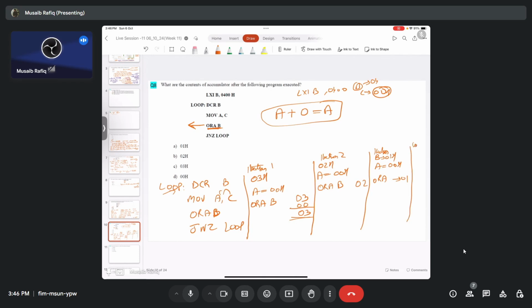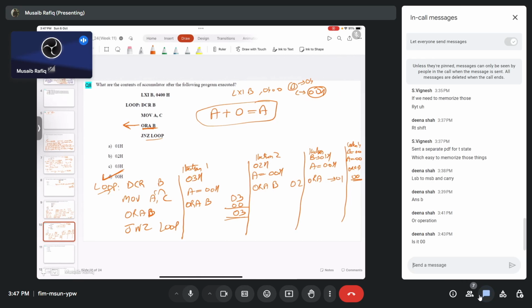We'll have iteration 4 where B becomes 00, A is also 00. OR of B will be 00, so it's 0. So the condition will not be fulfilled, the program will exit, and the contents of accumulator will now be 00. That is option D, as rightly done by one of the students. I think all others would have also done it, but they didn't write the answer.